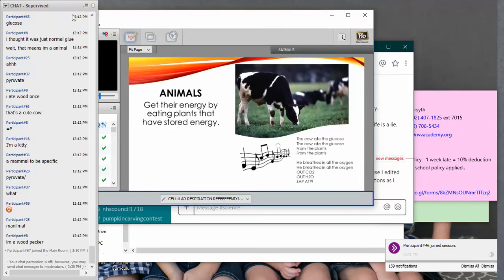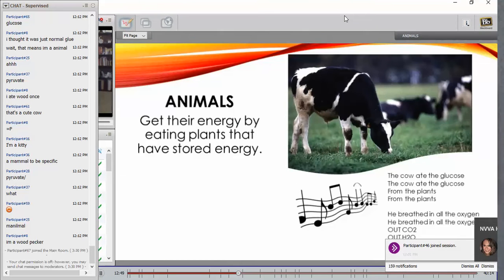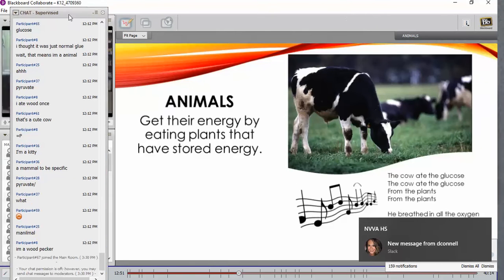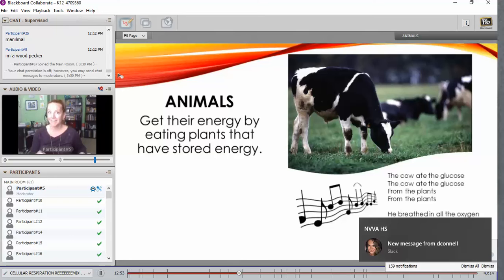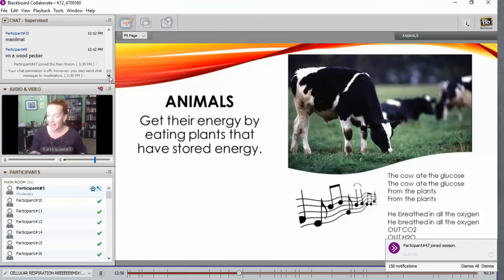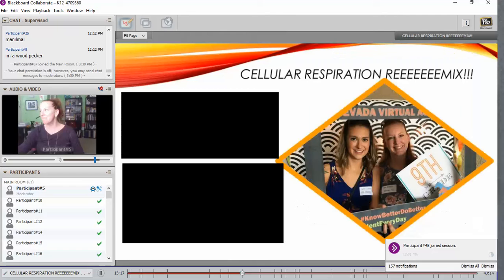The cow ate the glucose, the cow ate the glucose from the plants, from the plants. He breathes in all the oxygen. He breathes in all the oxygen. Out CO2. Nope, I totally did that. Yeah, no, sorry. Out H2O. That's in the form of water in our cells. Zap ATP.